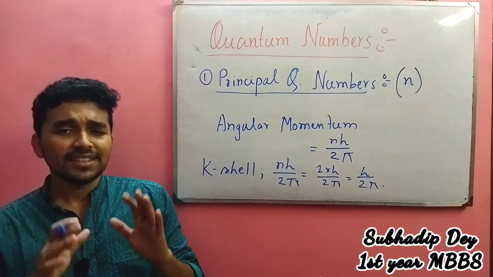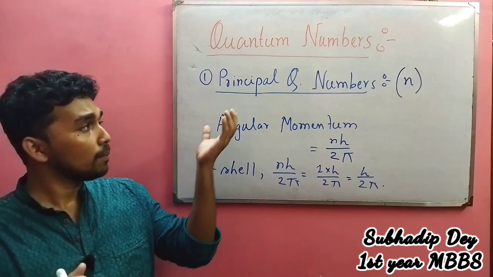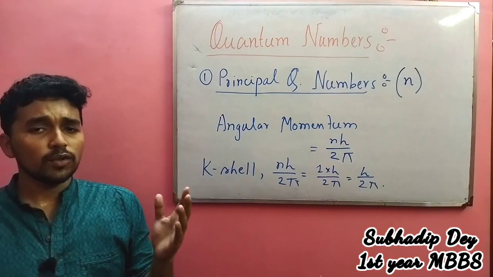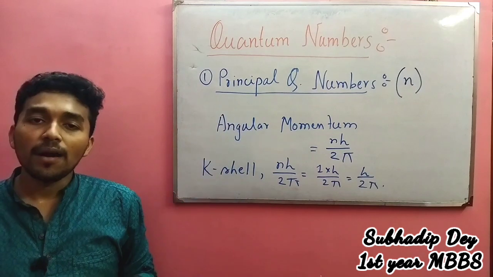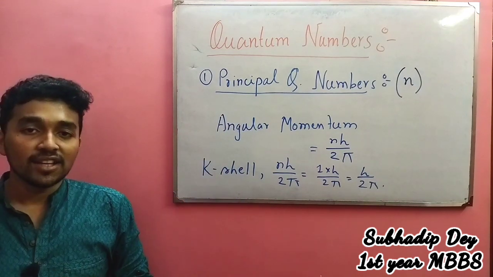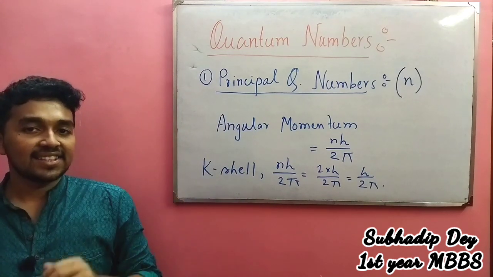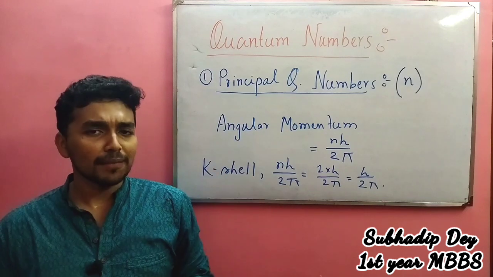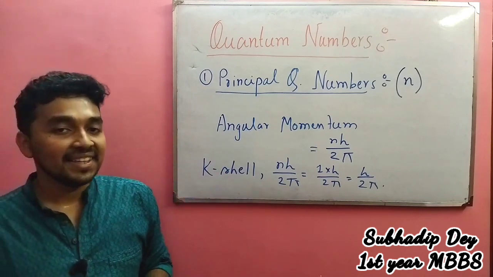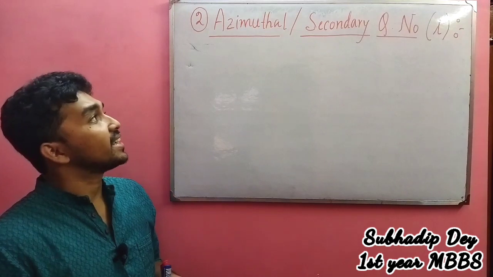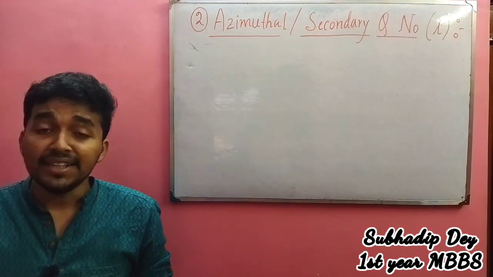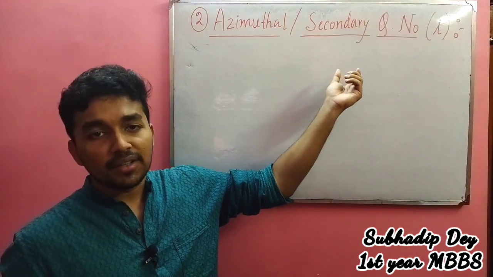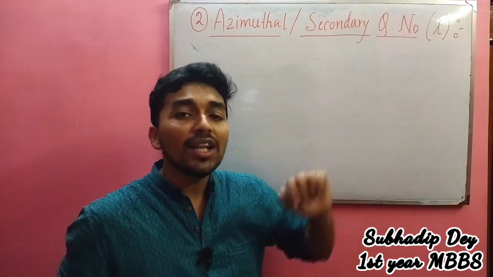Okay, so this is all about the principal quantum number, that you should know. All total we have 4 types of quantum number. So पहला तो हो गया, अभी हम दूसरे में जाएंगे. So what is the second type of quantum number? चलो देख लेते हैं. So here is the second type, azimuthal or secondary quantum number, and this type of quantum number is denoted by small l.